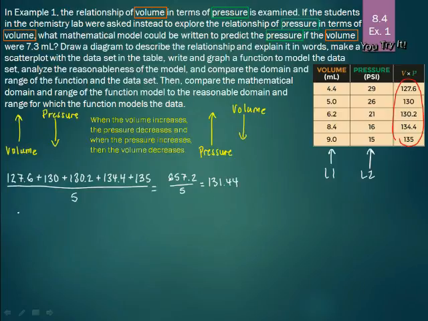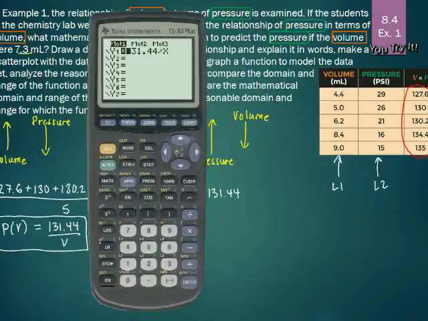Now we can write our equation, and it says here the relationship of pressure in terms of volume. In terms of volume means that the volume will be the independent variable. So we can write P of V, pressure in terms of volume, equals our average of the products divided by V. Now let's graph our function model and see if it matches our data set. Putting our function into y1, we have 131 and 44/100 divided by x, our independent variable.